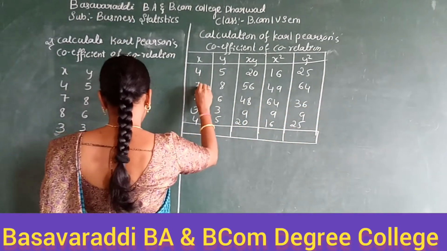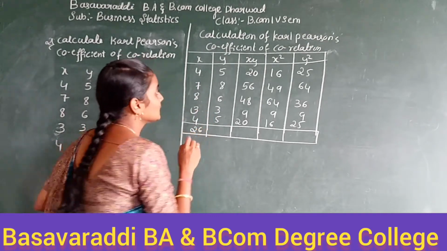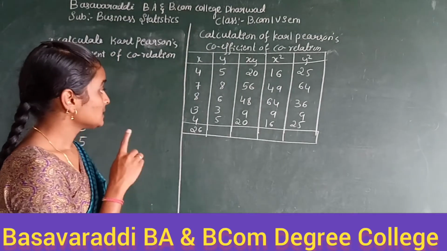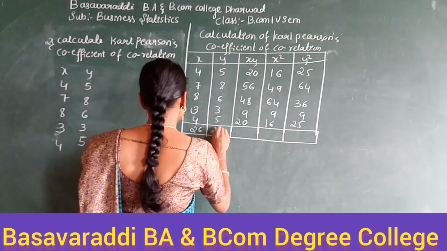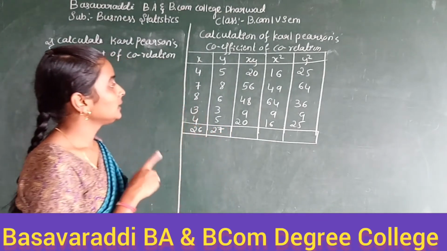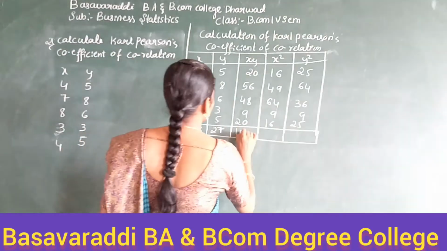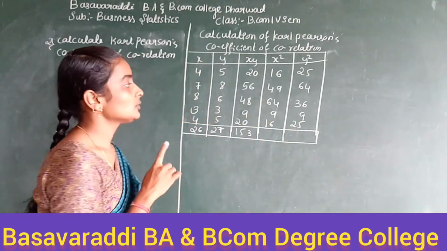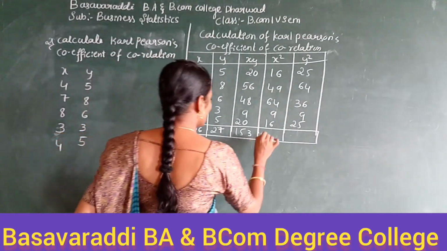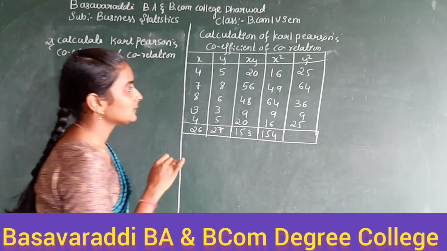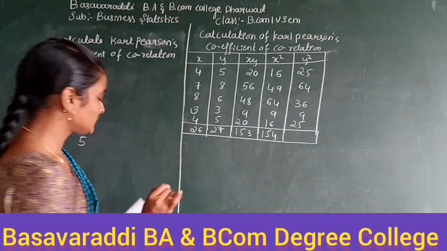4 plus 7 plus 8 plus 3 plus 4 is 26. 5 plus 8 plus 6 plus 3 plus 5, total is 27. 20, 56, 48, 9, 20 gives 153. Next, 16, 49, 64, 9 and 16 gives 154. 25, 64, 36 plus 9 plus 25 gives 159.